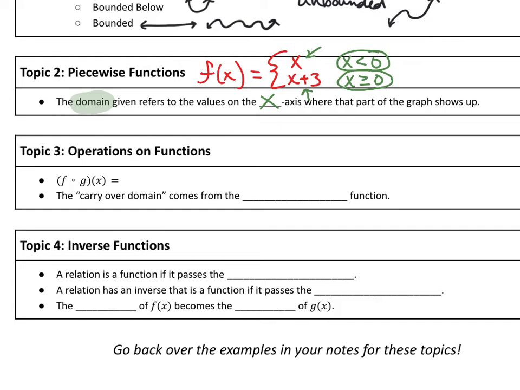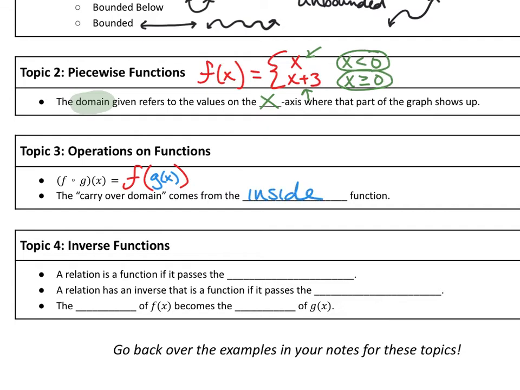Another topic we covered this 9 weeks was operations on functions. We can add functions, subtract functions, multiply and divide functions, but the most common thing that we're going to do is to compose functions. So f of g of x, don't call that fog, oh my gosh, please do not call that fog. It's f of g of x, saying we're going to take the f of x function and plug the g of x function into it and evaluate the f function at the g function. Remember also that the carryover domain comes from the inside function.